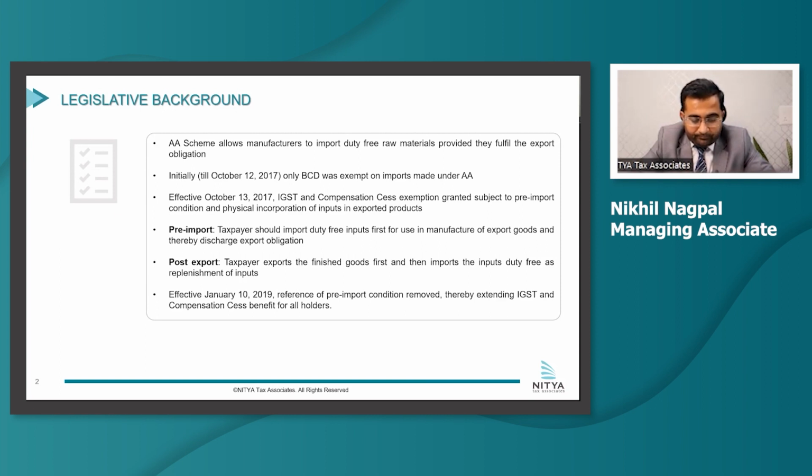So ultimately, this dispute is with respect to that intervening period only. That is the period starting from October 13, 2017 to January 9, 2019, wherein this pre-import condition was in existence and exporters did not fulfill this condition. Now, I would like to discuss the jurisprudence with respect to the period between 13th October 2017 and January 2019, wherein this pre-import condition was in existence.